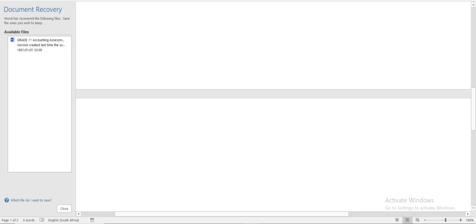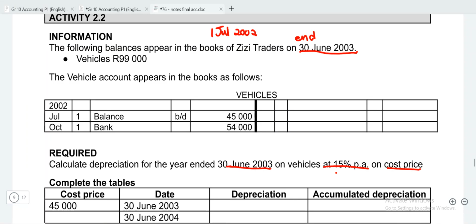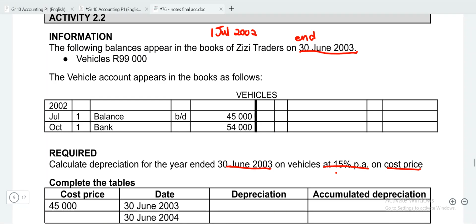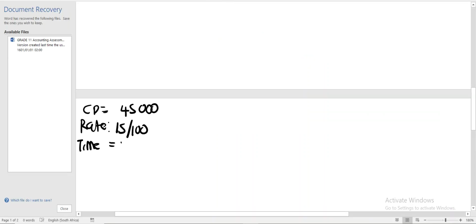You need to know in terms of cost price method, you need to know what is your cost price. In that case, our cost price was 45,000. You also need to know the rate, and according to here, it's 15%, so meaning that it's 15 divided by 100. And then we also need to know what is our time in assets. How long was this asset with us out of a period of 12 months? How long are we depreciating it? And then according to here, it's 12 out of 12, because this one was with us at the beginning of the year, so time would be 12 out of 12.